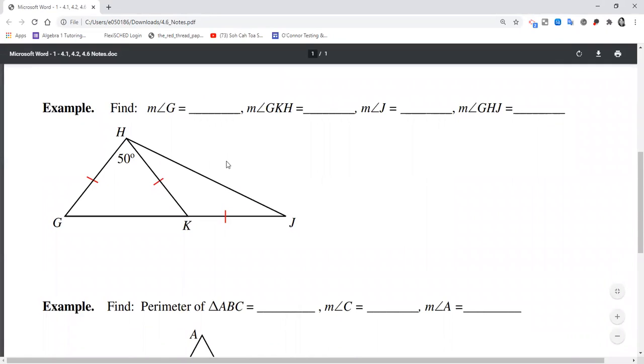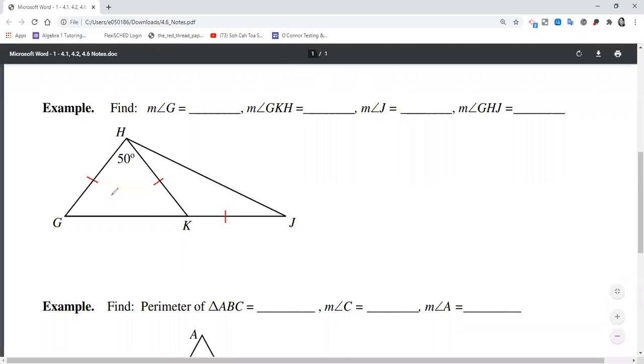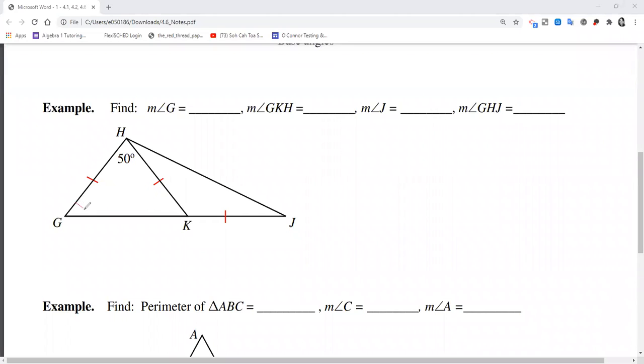Okay, so in this first example, you'll see that we have an isosceles triangle right here, GHK. And you can see that 50 is the vertex angle because it's where those two legs meet. So if the vertex angle is up there, then you should see that there are base angles at G and at K. Now, we don't know what those base angles are, but we do know that those base angles have to be congruent.